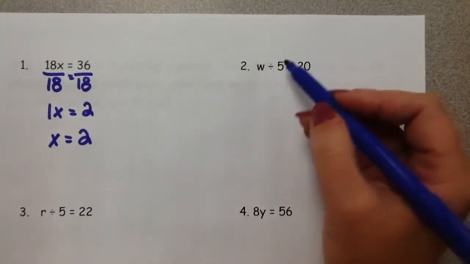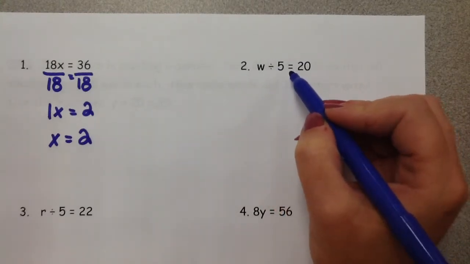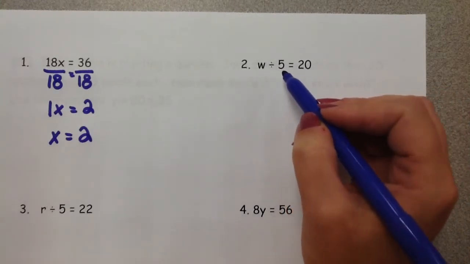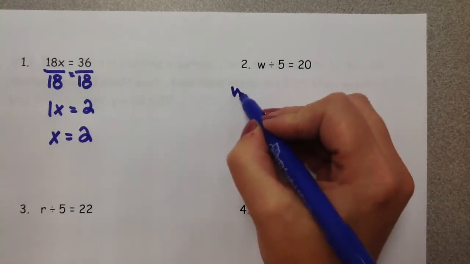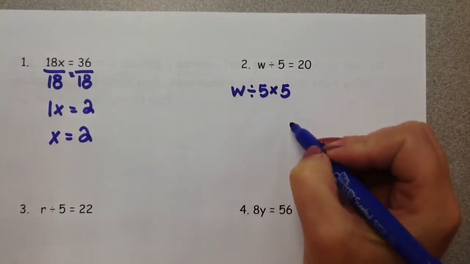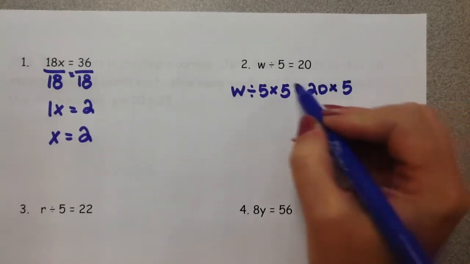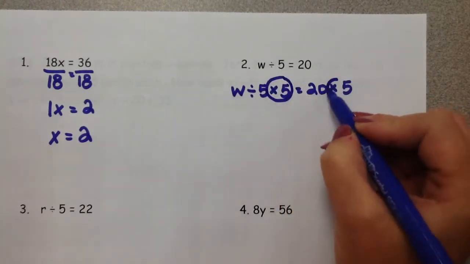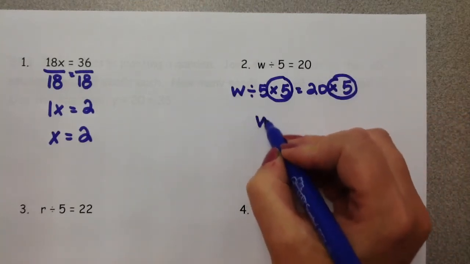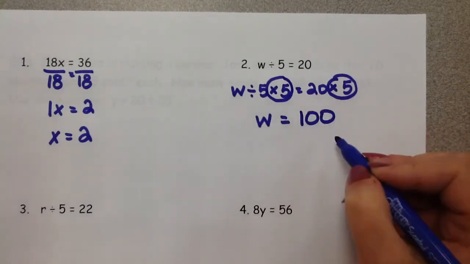Problem number 2, this time we have a division. If we have our variable w divided by 5 is equal to 20. Well, the inverse operation of division is multiplication. So we can write this, w divided by 5 times 5 is equal to 20 times 5. And as you can see, the property of equality, we do the same thing to both sides. That leaves us with our variable over here and 20 times 5, which is 100 over here.